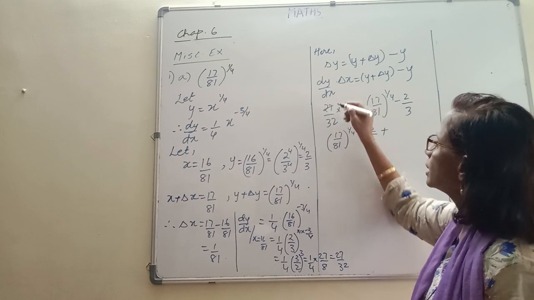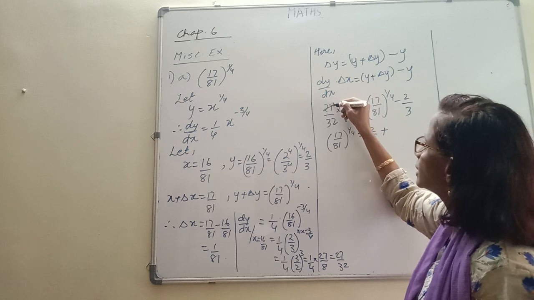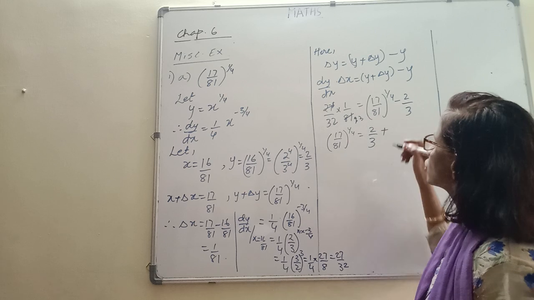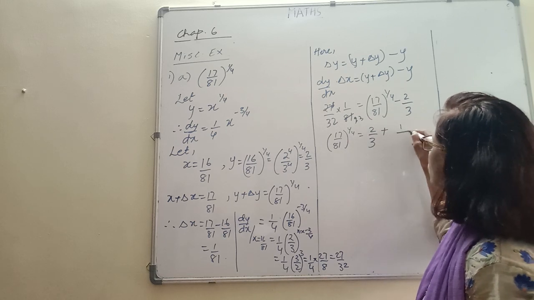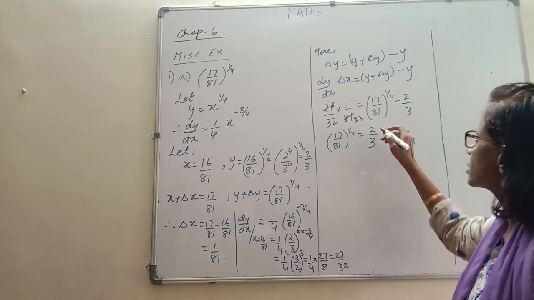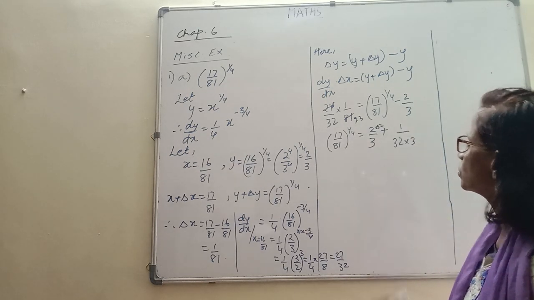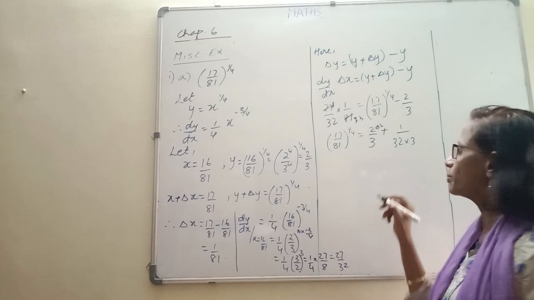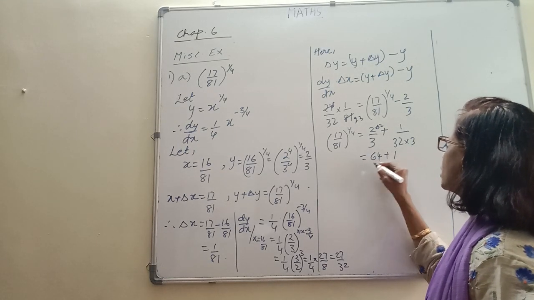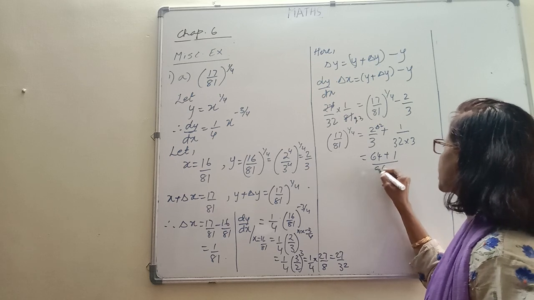27, 3 times 9, 9, 3 times 9, 9 times 9. So finally 3 times, yeah. So it is 1 over 32 times 3 actually. In order to equalize this, you just have to multiply by 32 on both numerator and denominator. So it's going to be 64 plus 1 over 32 times 3, which means 96.